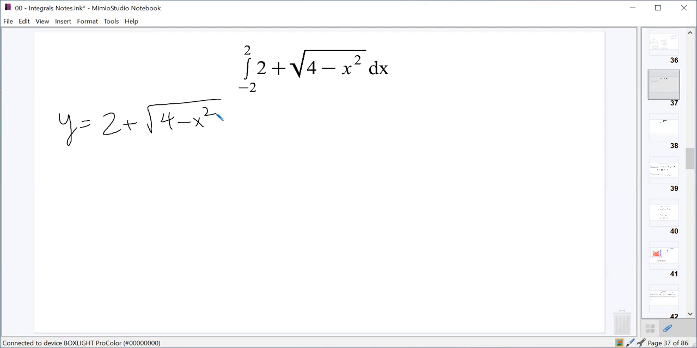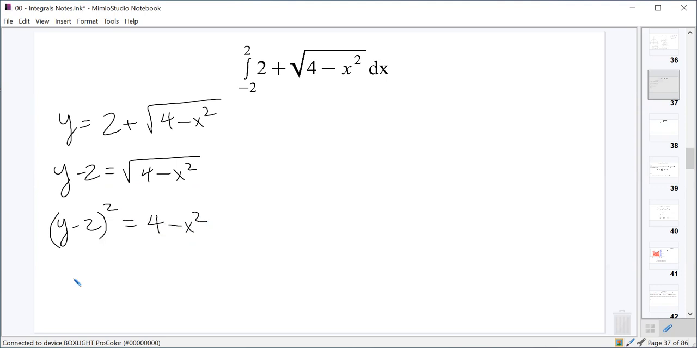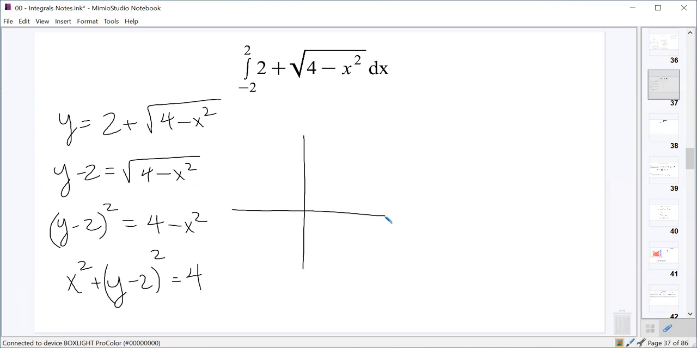So first thing I'll do is subtract the 2. So y minus 2 equals root 4 minus x squared. And if I square both sides, we get y minus 2 squared equals 4 minus x squared. And adding the x squared over gives me x squared plus y minus 2 squared is equal to 4. And so we should see that this is a circle that is centered at 0, 2. That has a radius of 2.